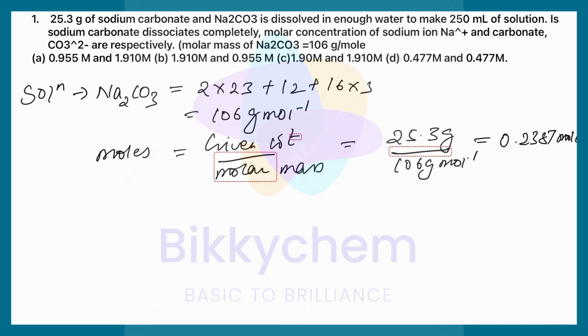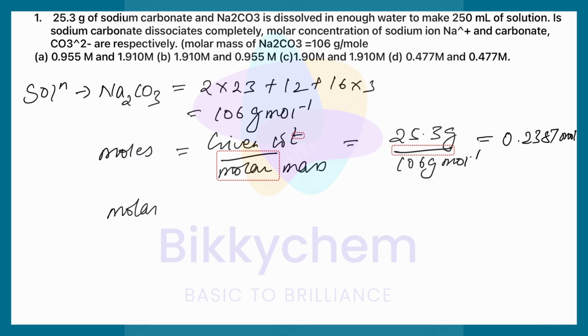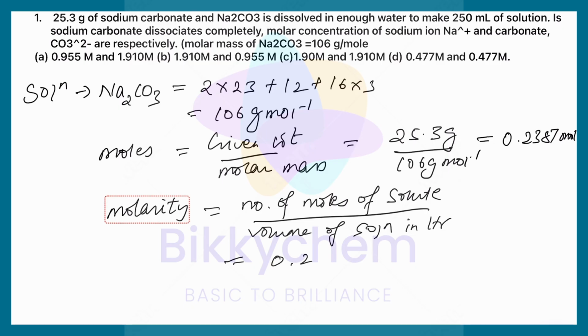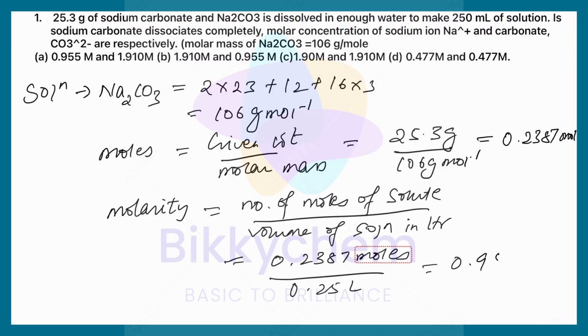Now we need to find out the molarity. Molarity is equals to number of moles of solute divided by volume of solution in liter. So 0.2387 moles, and volume is 250 ml, which means 0.25 liter, will give 0.955 M.